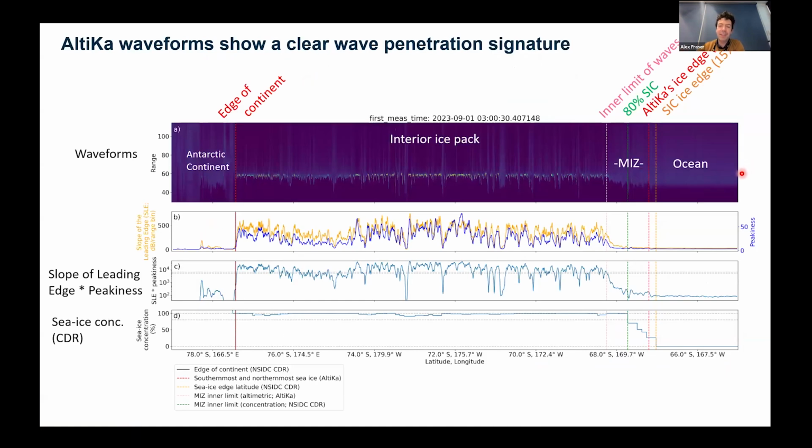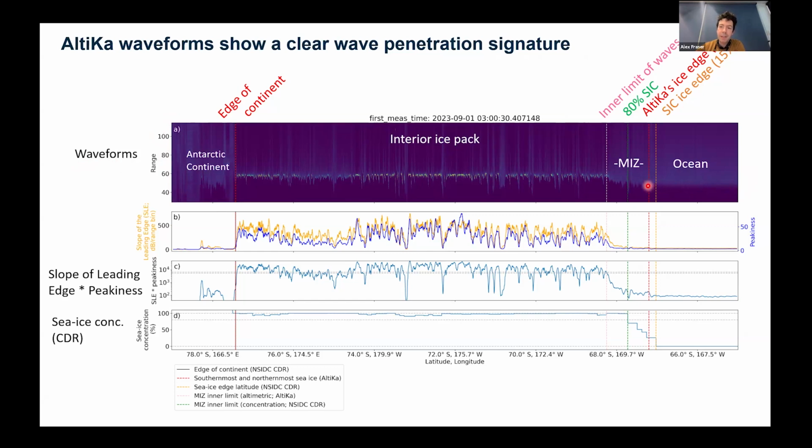So what we have here is a single sub-satellite track from AltiKa. The top panel shows the waveform, and the color scale is the power returned. And the y-axis here is the range, so essentially the time of each radar pulse. In the open ocean, you can see the leading edge, which is this bottom edge of the waveform here, has a fairly shallow ramp up to maximum power.